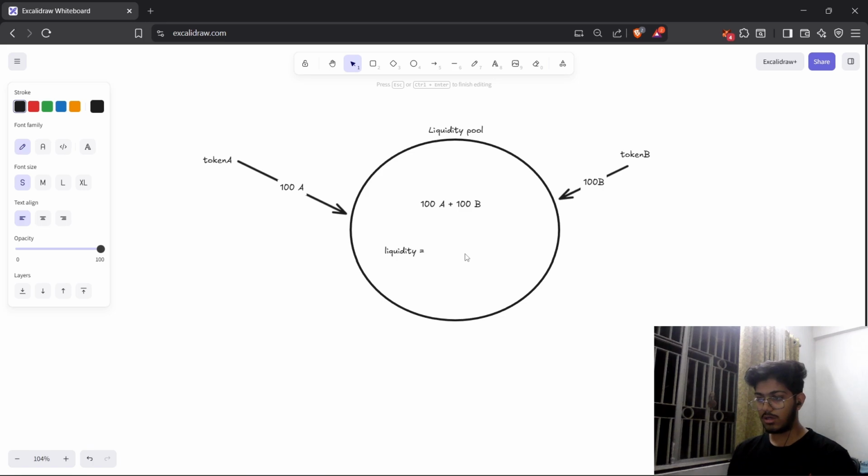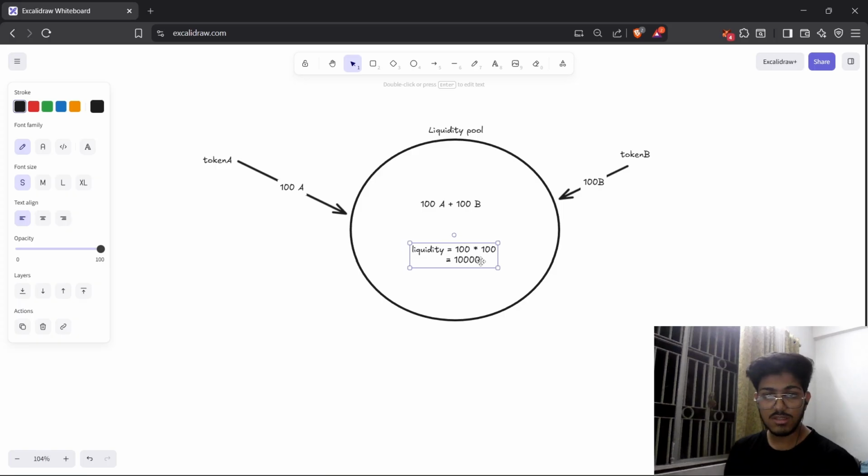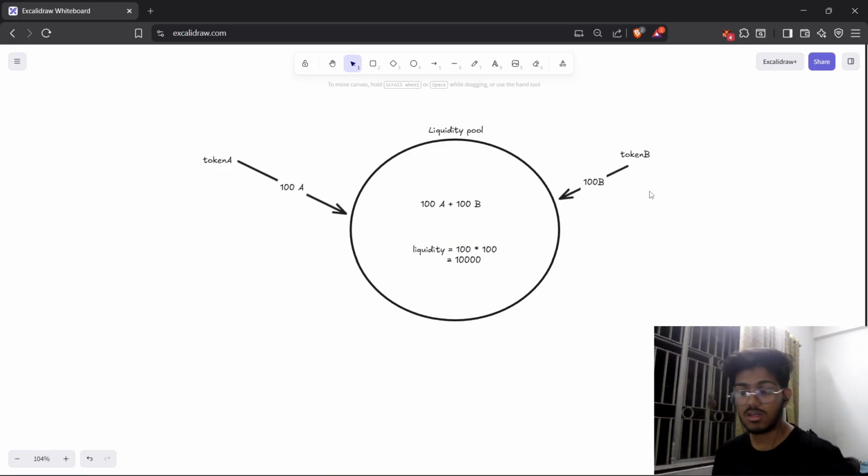So the total liquidity of this pool becomes 100 and 200, so it becomes 10,000. Yeah, the total liquidity of this pool becomes 10,000, supposing that both of these tokens are worth $1.